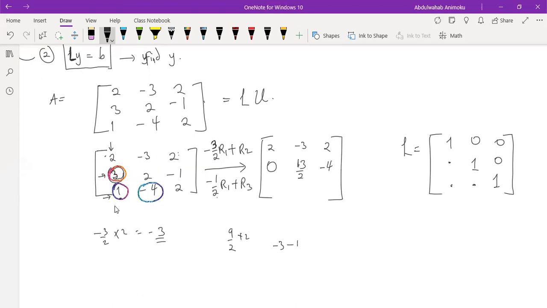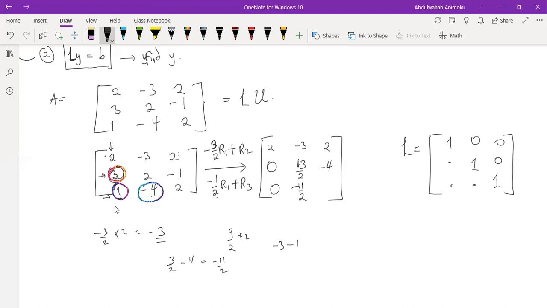Now, what happens to the last row? The same thing that happened here will happen to the last row. 1 over 2, minus 1 over 2 R1 plus R3. So what happens is minus 1 over 2 times 2, that's minus 1 plus 1, we get 0. The same thing will happen here. Minus 3 times minus 1 over 2, that's 3 over 2. So we have 3 over 2. Then minus 4, what will happen? That would give us what? Minus 11 over 2.